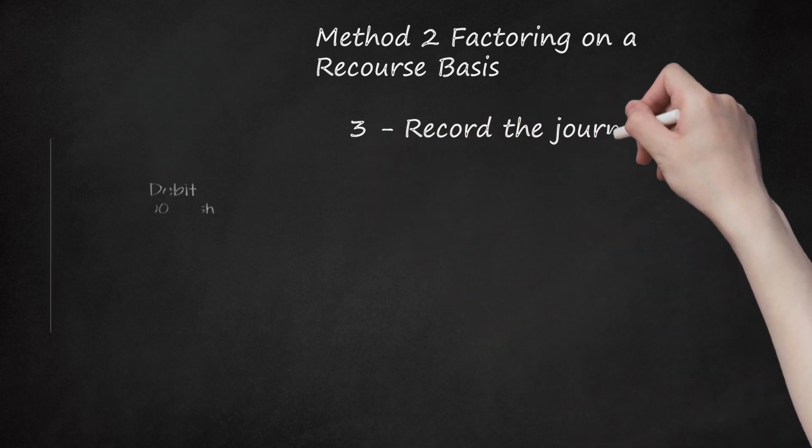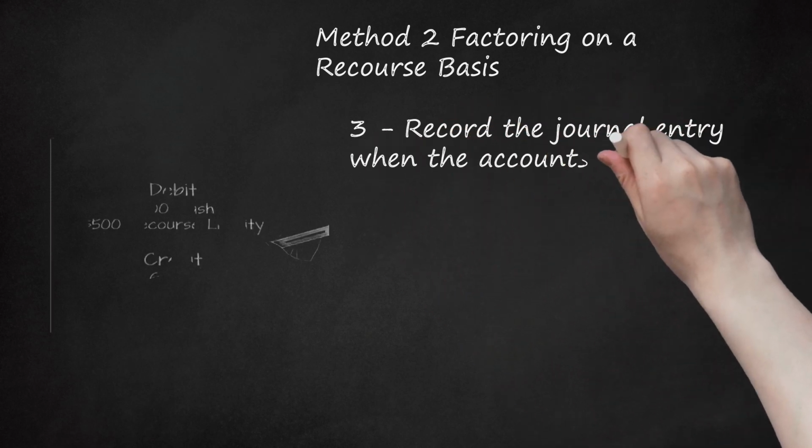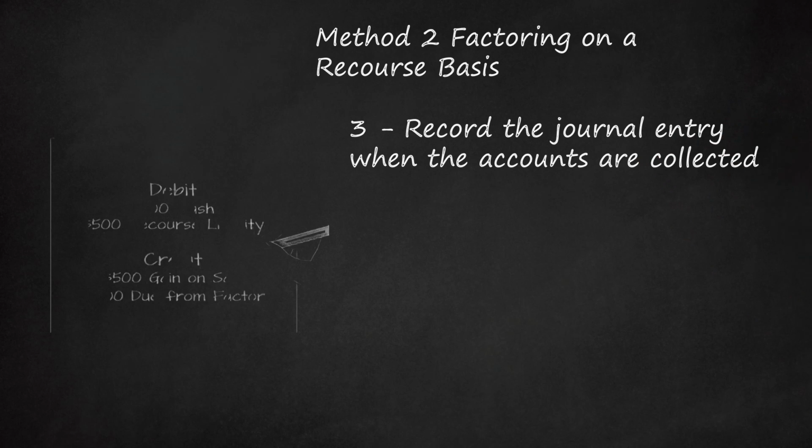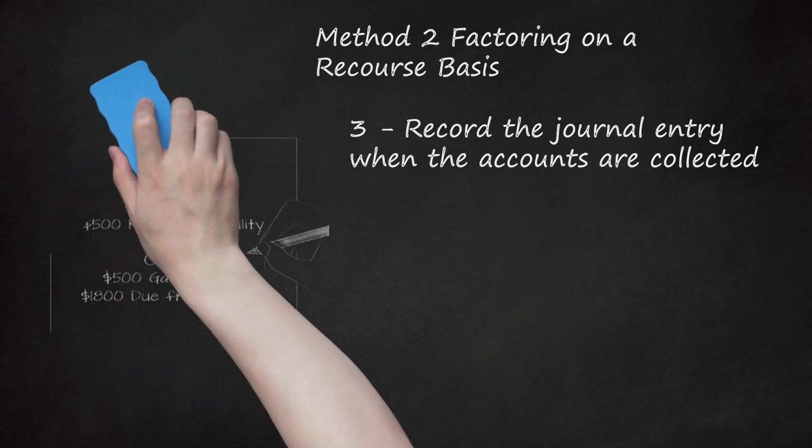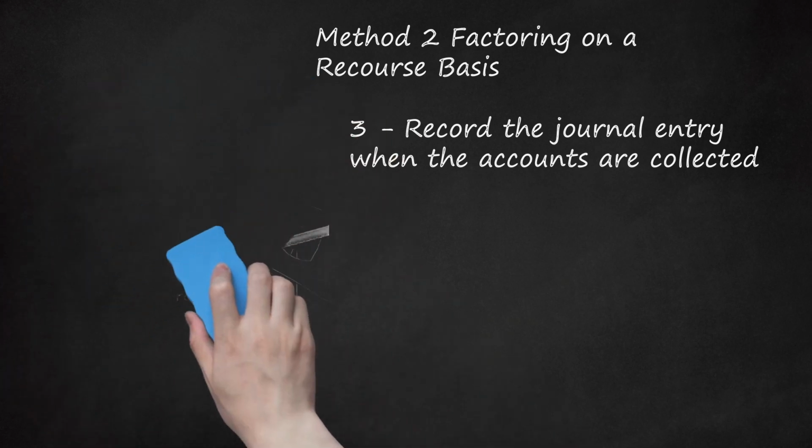3. Record the journal entry when the accounts are collected. When the factoring company is paid, they will pay you the retainer. In the example above, assume all the accounts are collected. To record the journal entry, debit cash for $1,800, debit recourse liability for $500, credit gain on sale for $500, and credit due from factor for $1,800.